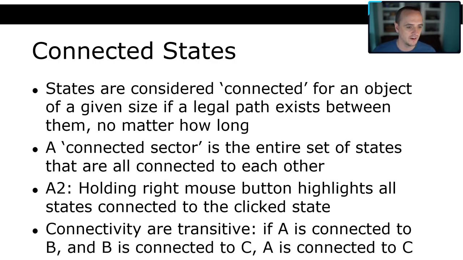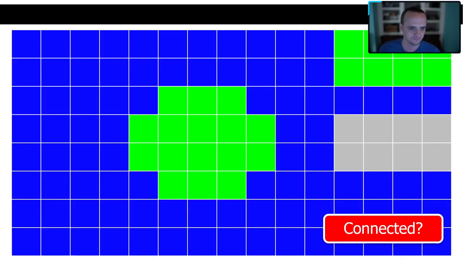And an important fact is that connectivity is transitive. So that means if A is connected to B and B is connected to C, then that means A is also connected to C because A could have gone from A to B and from B to C, right? So let's look at a couple examples of connectivity.